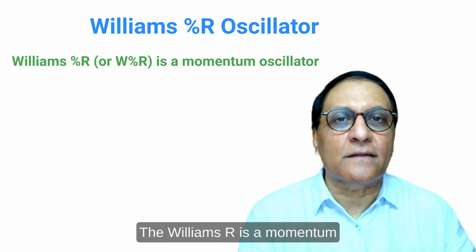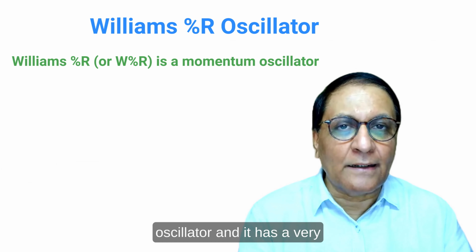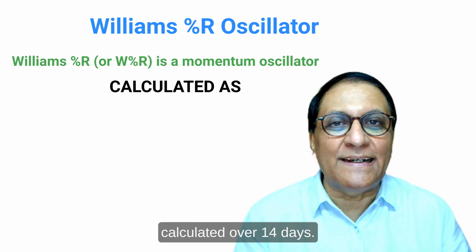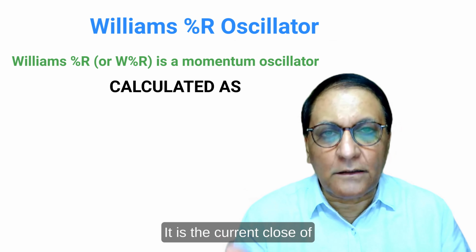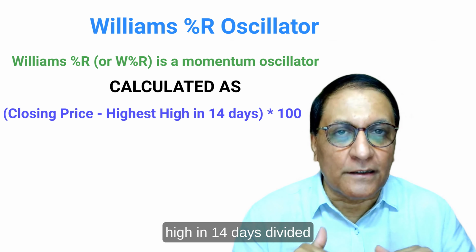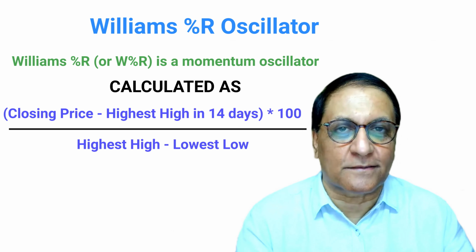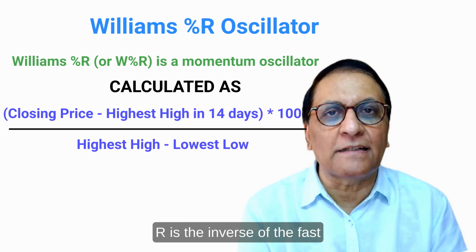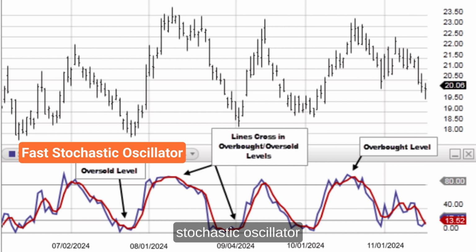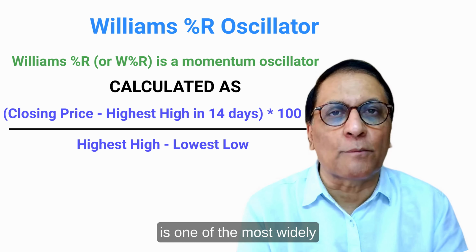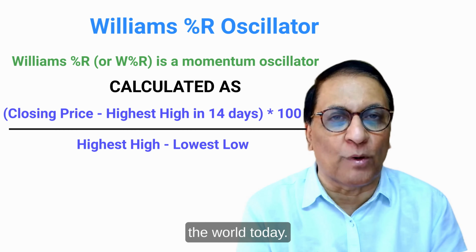The Williams R is a momentum oscillator and it has a very basic formula. Normally calculated over 14 days, it is the current close of any candle minus the highest high in 14 days divided by the range in the 14 days. Based on this definition, it is clear that the Williams R is the inverse of the fast stochastic oscillator formulated by George Lane, which forms the basis of the stochastic oscillator, one of the most widely used momentum indicators in the world today.